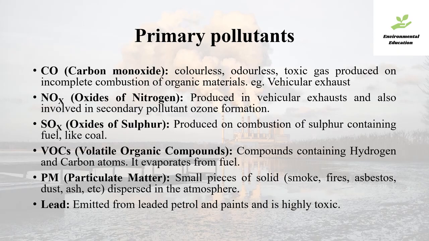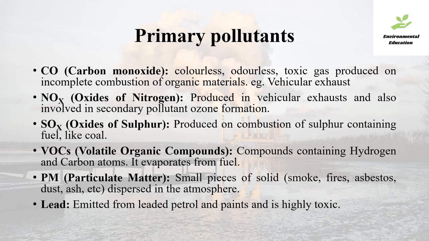Primary pollutant carbon monoxide is a colorless, odorless, toxic gas that is produced on the incomplete combustion of organic materials, like from your vehicular exhaust. Oxides of nitrogen or NOx are produced in vehicular exhausts and also are involved in secondary pollutant ozone formation. Oxides of sulfur or SOx are produced on combustion of sulfur-containing fuels like coal. VOCs or volatile organic compounds are the compounds containing hydrogen and carbon atoms. It evaporates very easily from your fuels.